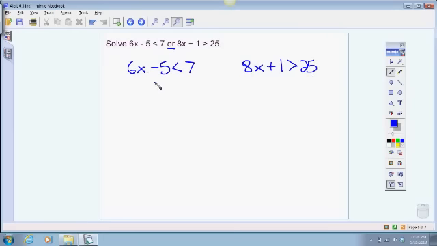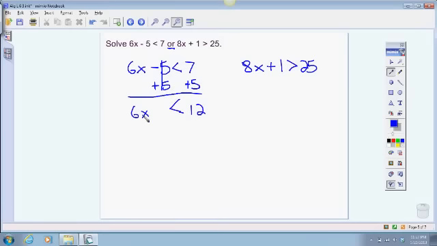We're solving for x, so we're going to get rid of the 5 first by adding 5 to both sides of the inequality. 6x, these 5's cancel out since it was -5 plus 5. 7 plus 5 is 12. Since we didn't multiply or divide at all, we don't have to worry about flipping our inequality yet. We bring it straight down.